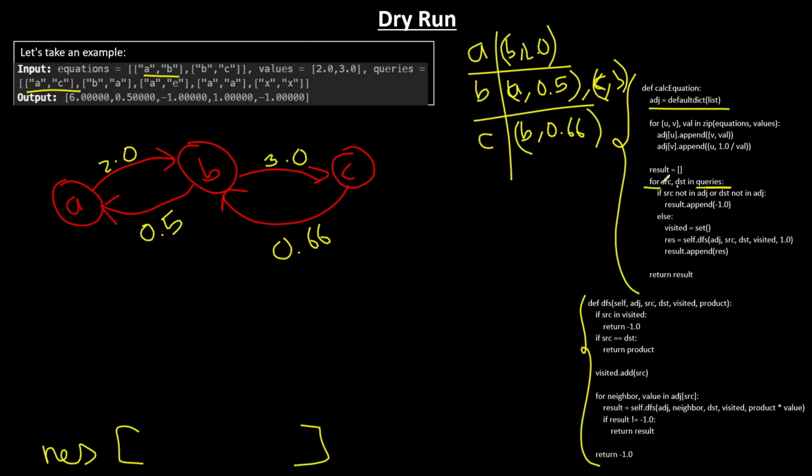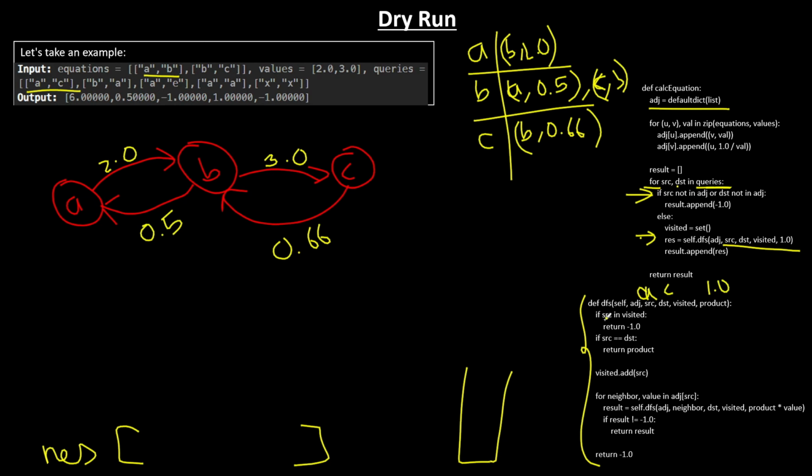So in this particular case, we have it, right? We have A also and we have C also. So we don't have to worry about it. So we create a set of visited and we call the DFS function. We pass these values here, source and destination, which is basically A and C, visited, and one as the product. Now we come here. What we have? We have A, C, visited, and product as 1.0.